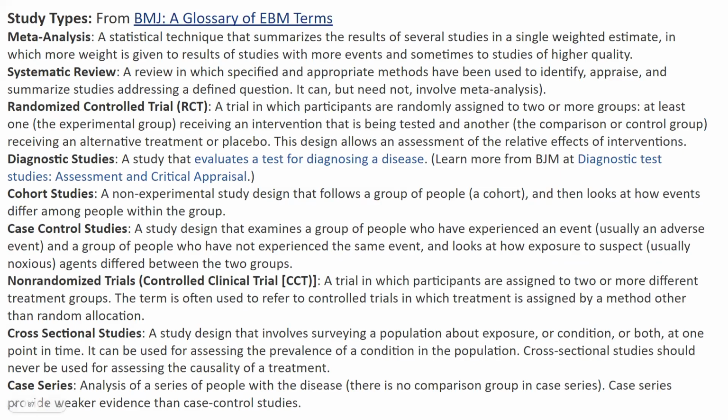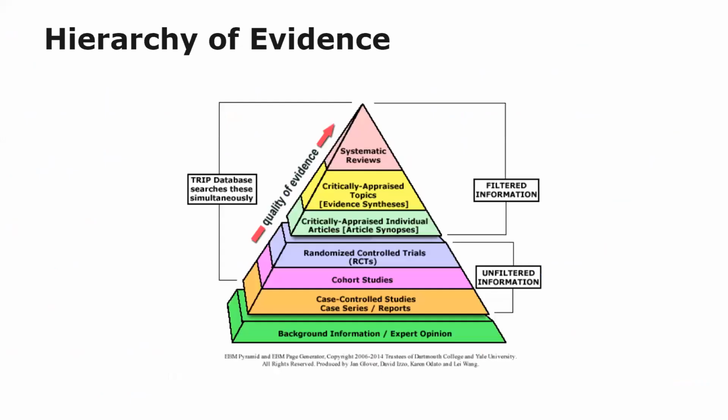You can check the British Medical Journal's glossary of evidence-based medicine terms for definitions and descriptions of different types of studies. However, in general, you can use this hierarchy of evidence to determine how much weight you should give the results of the study in relation to answering your clinical question. At the bottom, at the least valid, would be background information and expert opinion. These would be our reviews, medical textbooks, and pieces based upon expert opinion. They can give you good background information, but are generally not considered good evidence for clinical decision-making.